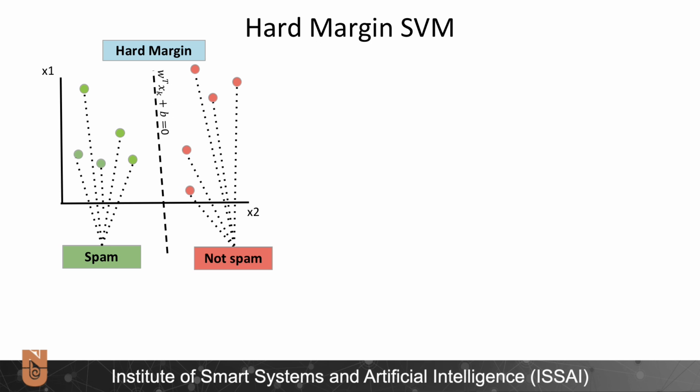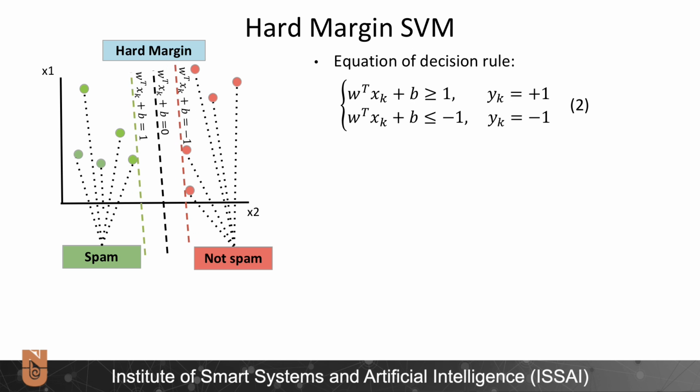Now, let's find the objective function for hard margin SVM. The decision boundary for the data points is W transpose X plus B equals 0. And we need to find which W and B to use. For finding this, we first introduce some constraints. From the training data, we have labeled positive and negative samples. And the decision rule will look as follows. W transpose X plus B will be more than 1 for the positive samples and less than -1 for the negative classes.